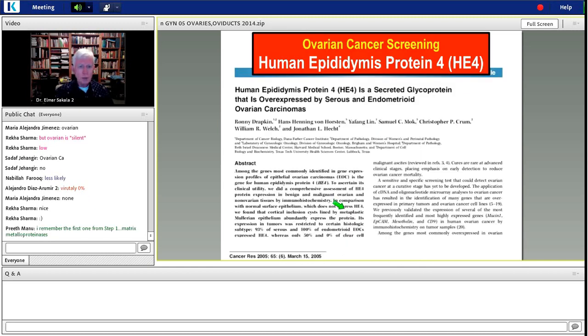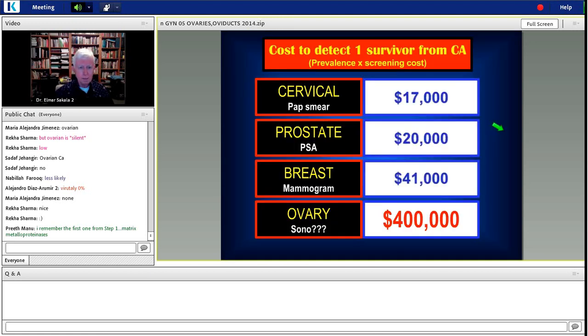This is a test which has been looked at, human epididymis protein 4, HE4, which is secreted by serous and endometrioid ovarian cancer. It is not for clinical use yet. Now, you might say, why don't we do ultrasound, pelvic ultrasound, on all postmenopausal women to see if we can pick up ovarian cancer?